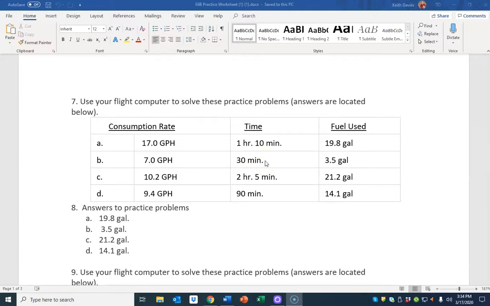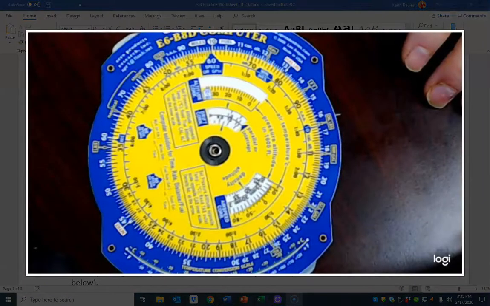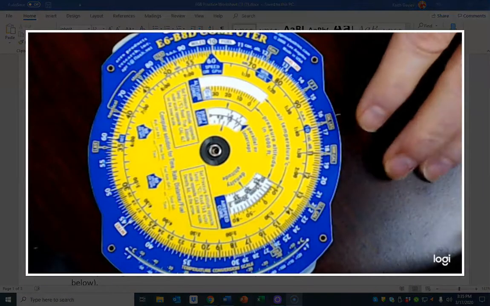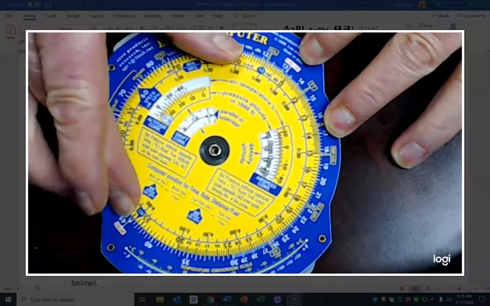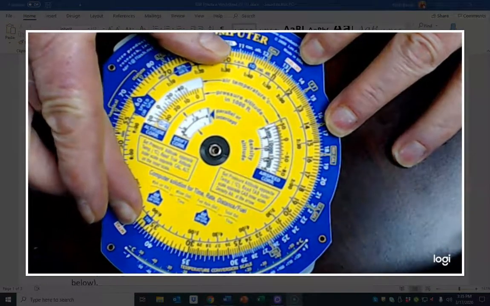I'm going to use half of the 7 gallons per hour. But let's do it on the E6 and prove that it actually works. So 30 minutes burning 7 gallons per hour. Okay, all right, so get 7 gallons per hour. I'm going to twist the index around to 7. So there's 7 gallons per hour right there.